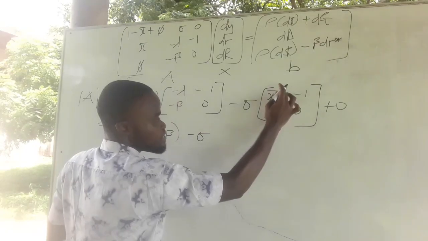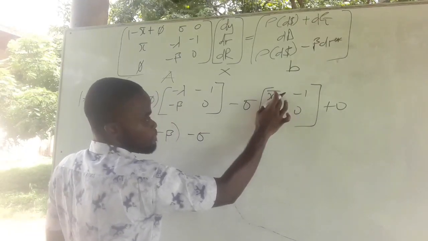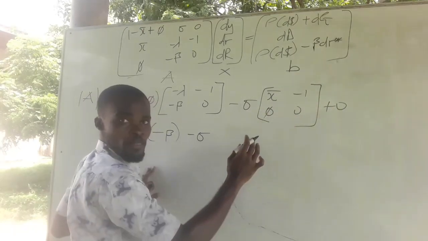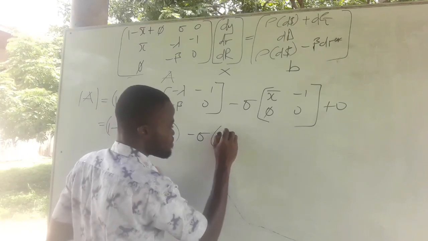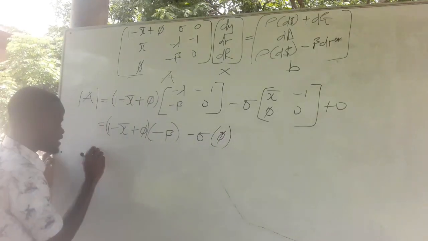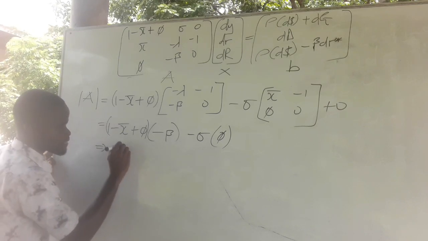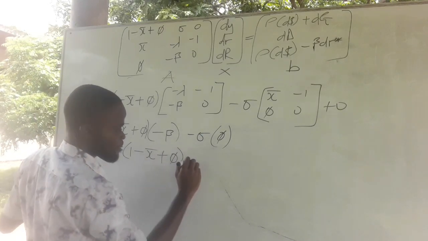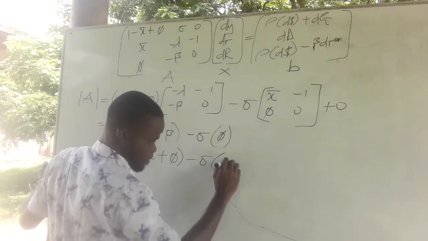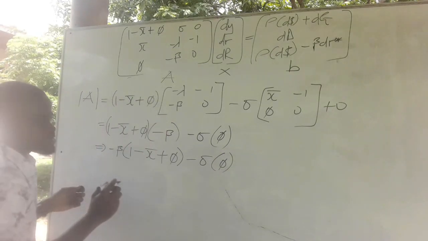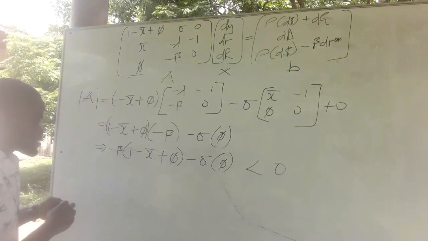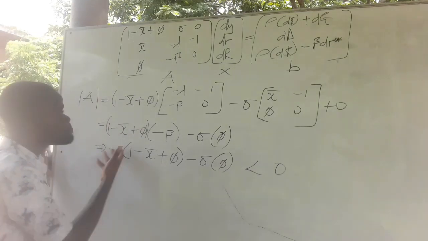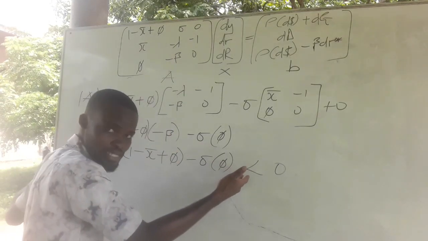Now, the principal diagonal will give us 0, pi times 0, then the off principal diagonal will give us a negative figure. So at the end of the day, we have a positive figure. Now, finally, our determinant will be minus beta into bracket 1 minus pi plus theta, minus sigma theta. So that is our determinant, and it is less than 0 because we have a negative figure. All of this is negative. That is why it is less than 0. So our determinant for matrix A is negative, that is less than 0.